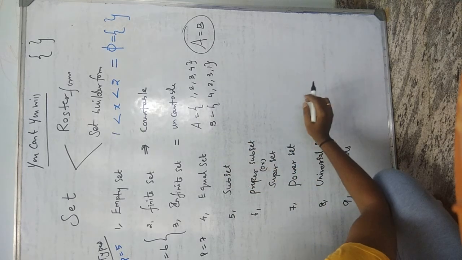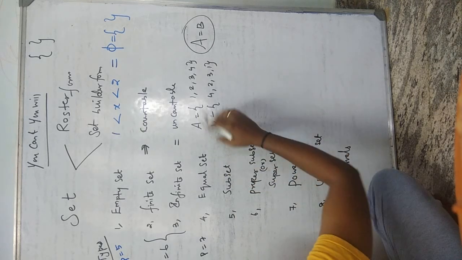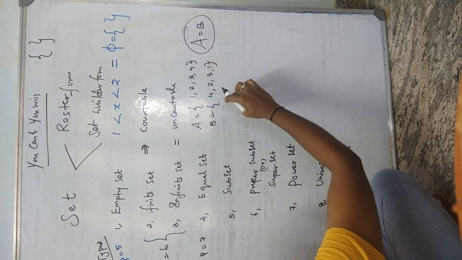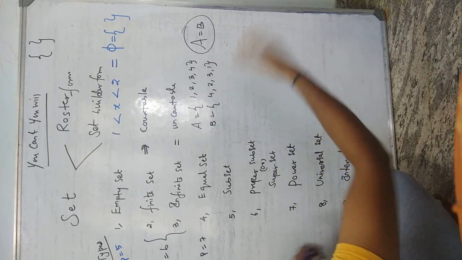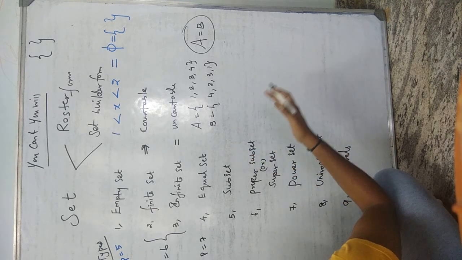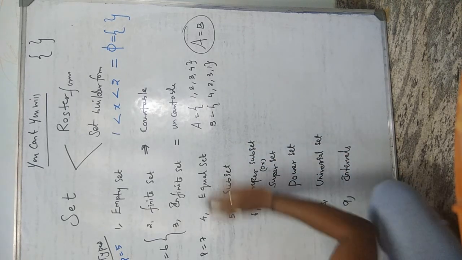Equivalent set is a 12th portion or entrance exam topic. For example, equivalent set is 1, 2, 3, 4 and 5, 6, 7, 8. The number of elements is the same, but the elements vary. That is called an equivalent set. But equal set is enough.